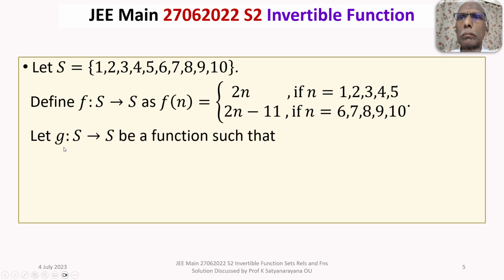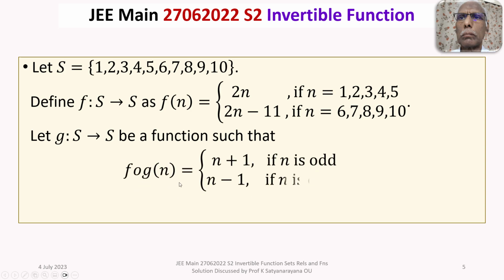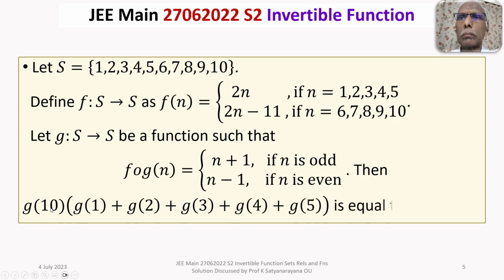Let g be a function from S to S such that f compose g of n is equal to n plus 1 if n is odd and is equal to n minus 1 if n is even. Then g of 10 multiplied by, in brackets, g of 1 plus g of 2 plus g of 3 plus g of 4 plus g of 5 is equal to.